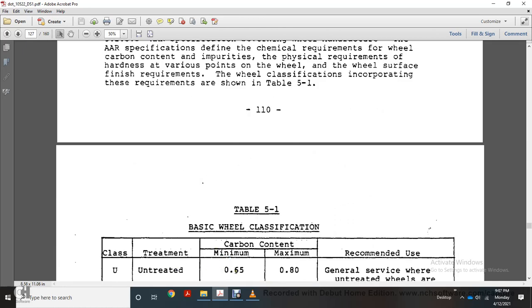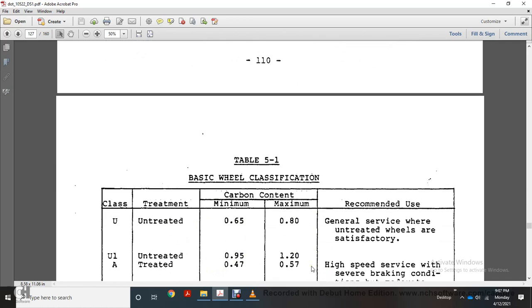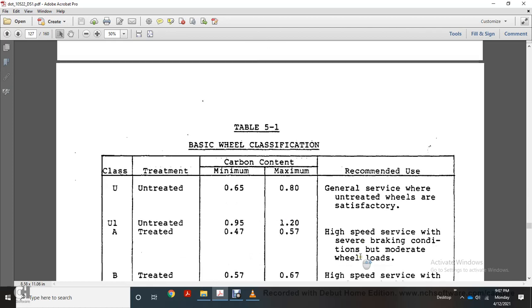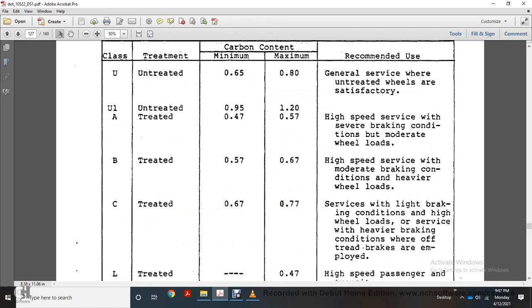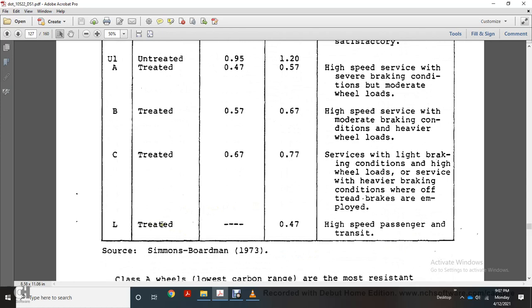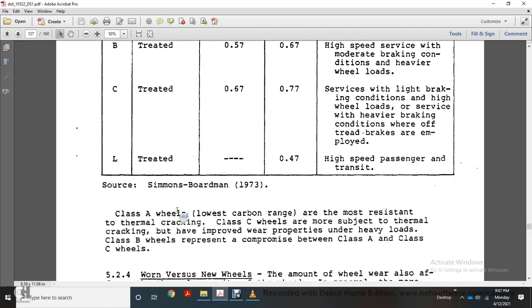Class U, untreated, minimum carbon content 0.65, maximum 0.80, general service wherever untreated wheels are satisfactory. U1, untreated, 0.95 minimum to 1.2, high speed service with severe braking conditions, heavy loads, moderate wheel. A, treated, 0.47 to 0.57. B, treated, 0.57 to 0.67, high speed service, moderate braking conditions with heavier wheel loads. C, treated, 0.67 to 0.77, light brake conditions with high wheel loads, service with heavier brake conditions where tread brakes are employed. L, treated, 0.47 maximum, high speed passenger transit.